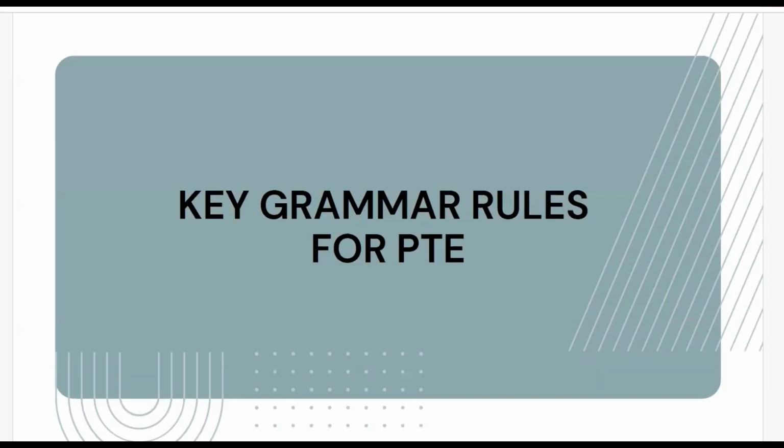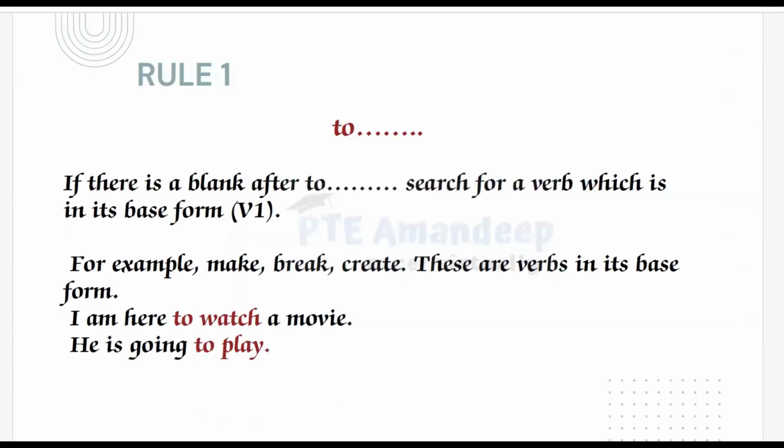Now let us discuss some key grammar rules. One by one we will be discussing. This is rule number one, a very simple rule. For example, if the word to is written before the blank, what will come in the blank? Definitely a verb will fit in this blank, and it needs to be in the base form. Base form means the first form of the verb.